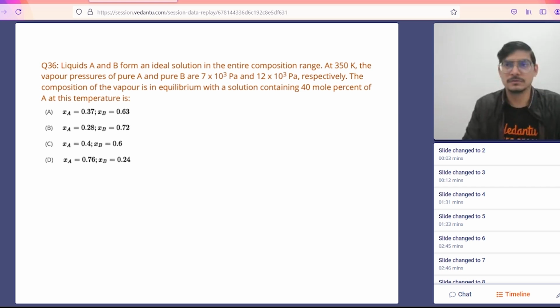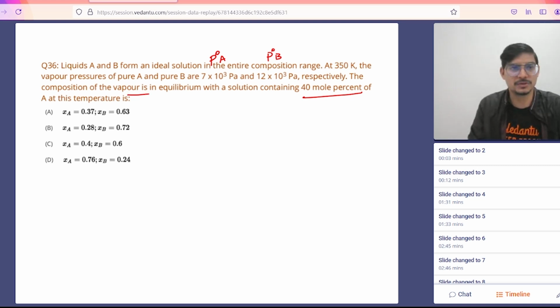This one is from Raoult's law. Liquids A and B form an ideal solution in the entire composition range at a given temperature. The vapor pressures of pure liquid A and B are P naught A and P naught B, respectively. Find the composition of the vapor which is in equilibrium with the solution containing 40 mole% of A. So we are asked the composition of the vapor phase.